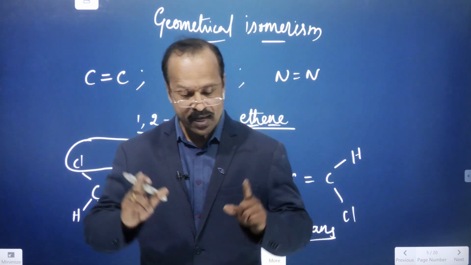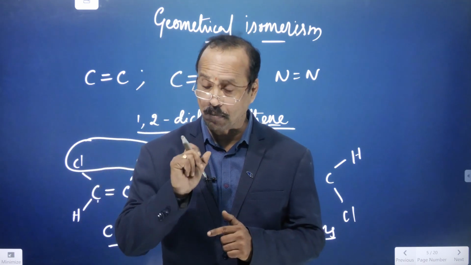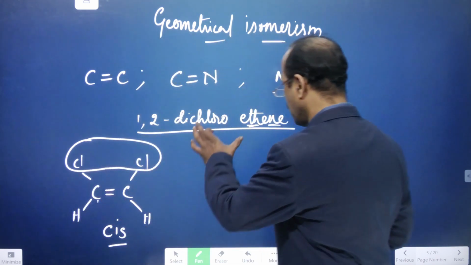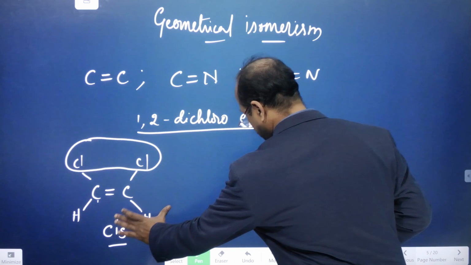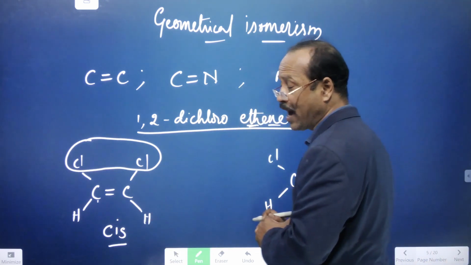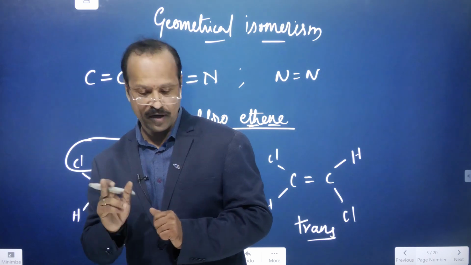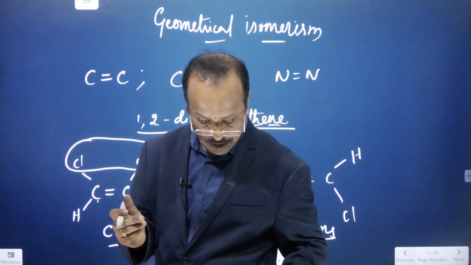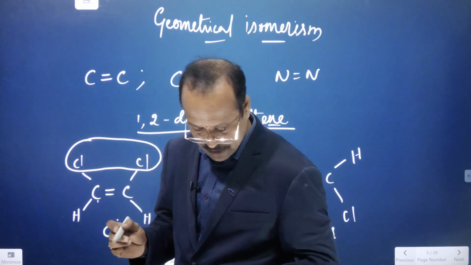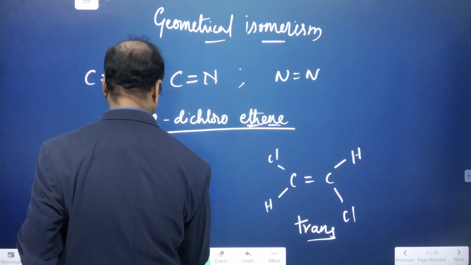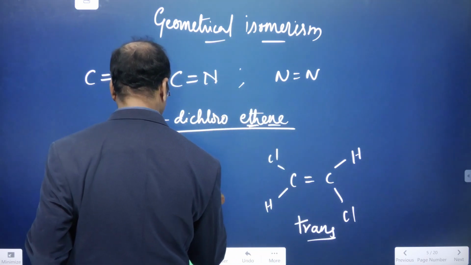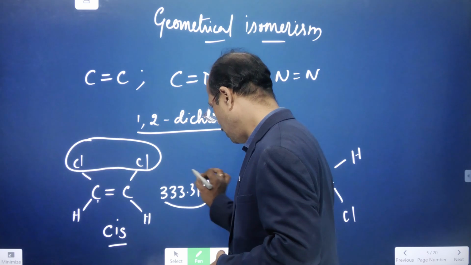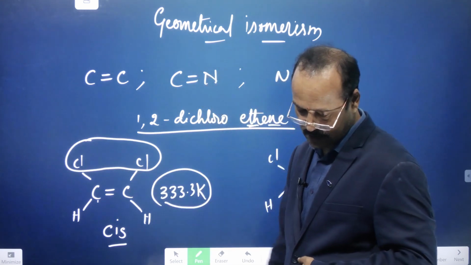See students, now properties. Cis and trans isomers have different physical properties such as melting and boiling points. This is 1,2-dichloroethene, and this is also 1,2-dichloroethene. But do they have the same physical properties? No, they have different physical properties such as melting point and boiling point. The boiling point of the cis isomer is 333.3 Kelvin.